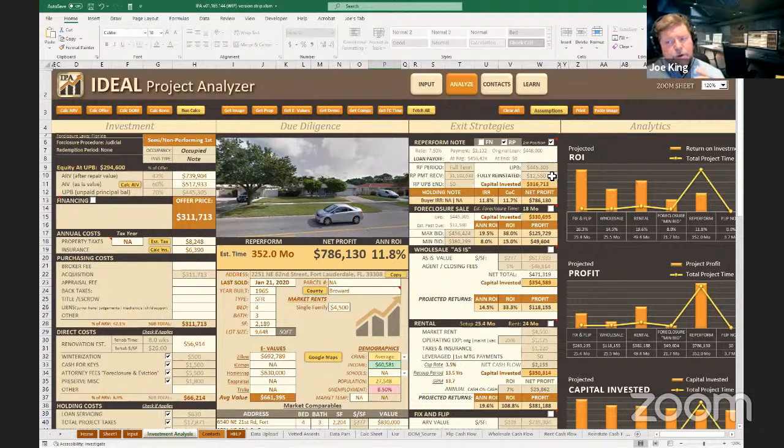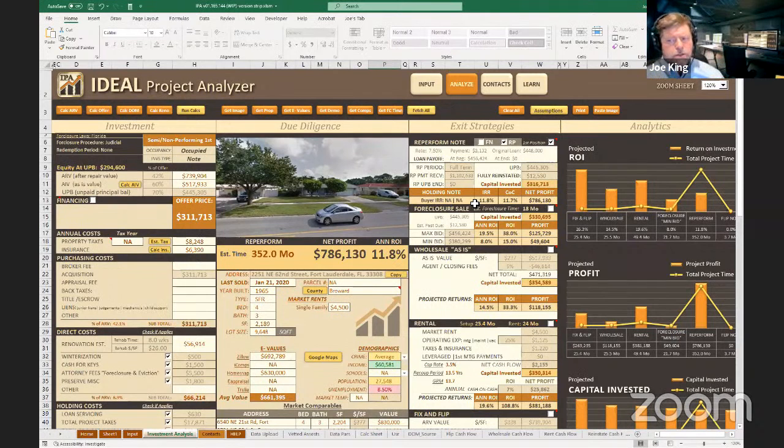But if we were to purchase this loan at a discount, which is what we're doing, and we were to get the borrower to fully reinstate, it would put us at an internal rate of return of 11.8%, which is far greater than the 7.5% if we were to buy it at par. It puts us at a cash on cash of about 11.7%. And our overall net profit, if we were to take it to term, would be $786,000.